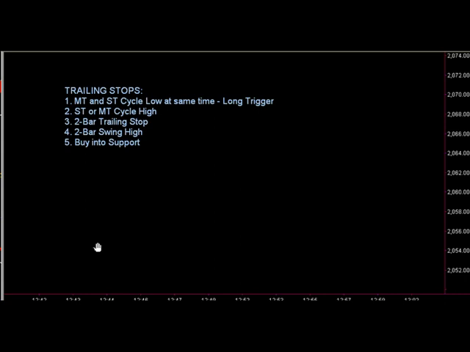And then, if I want to, depending on how many contracts you're trading, how many positions, how many shares or whatever you're trading, you can mix up a combination of these. A 2-bar trailing stop is pretty good. A 2-bar swing high is a pretty good one to use, especially for a parabolic move. They each have their specialty, but a parabolic move is a very vertical move.